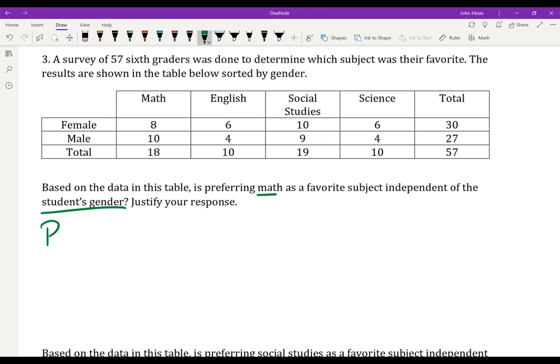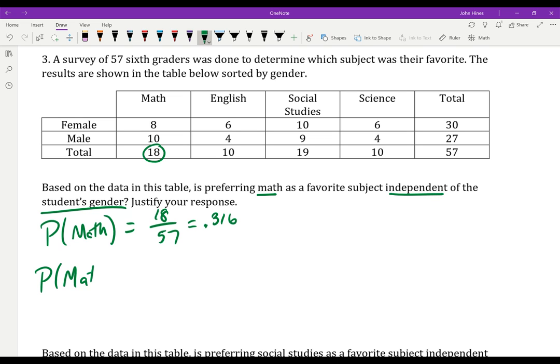So let's find the probability that someone likes math. I'm just picking that. Probability of math. How many people like math? 18 out of 57. 18 people out of 57 is approximately 31.6%, 0.316. Now to test for independence, I find the probability of math again. I'm still finding the probability of math, but let's say this time given female.